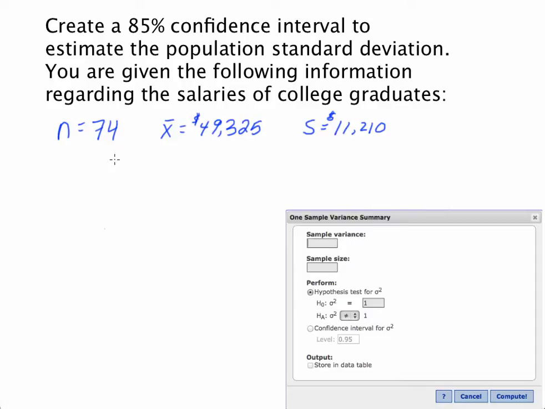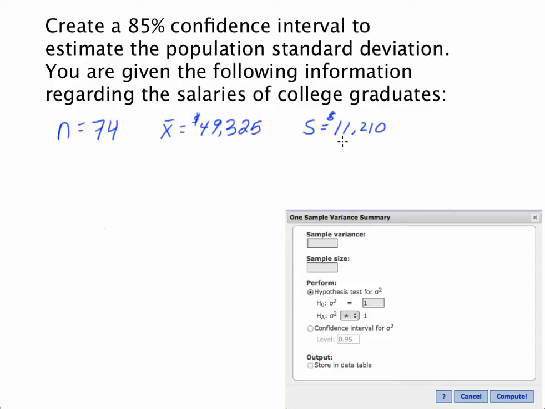In this case, we're looking at salaries of college graduates. From our sample, we had 74 people. Their mean salary was $49,325, and the sample standard deviation was $11,210. What we want to do is use this information to estimate, for the entire population of college graduates, not our sample, the population standard deviation.